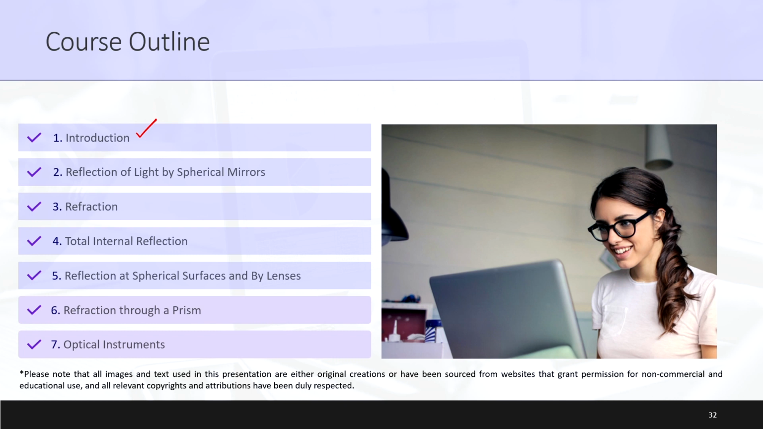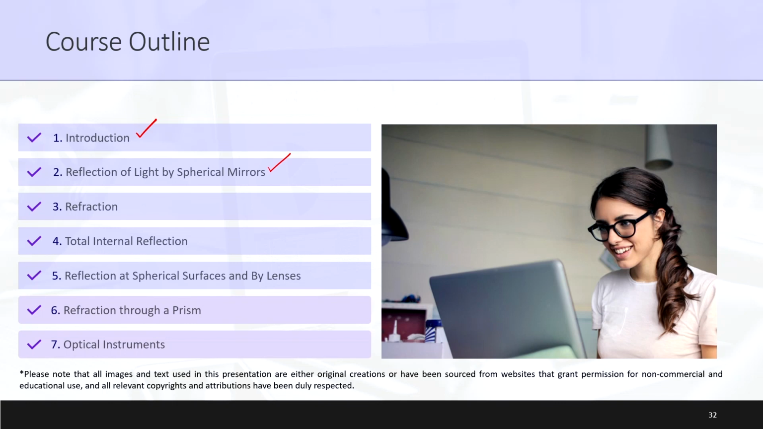In the second point, reflection of light by spherical mirrors, we first understood the two laws of reflection. The first is that the angle of incidence i is equal to the angle of reflection r, and the second is that the incident ray, normal and reflected ray always lie in the same plane. Before these laws, we understood the definitions of the pole of the mirror, the principal axis and the focus. Also we derived f is equal to R by 2 there.